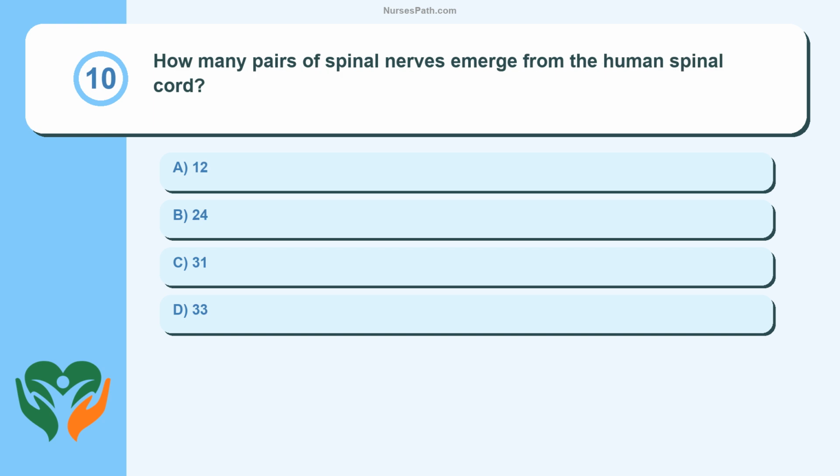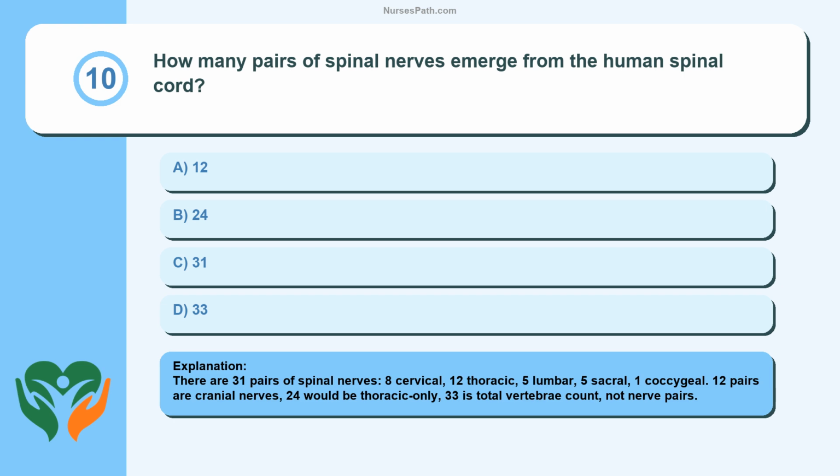Question 10. How many pairs of spinal nerves emerge from the human spinal cord? 12, 24, 31, 33. There are 31 pairs of spinal nerves: 8 cervical, 12 thoracic, 5 lumbar, 5 sacral, and 1 coccygeal. 12 pairs are cranial nerves, 24 would be thoracic only, and 33 is the total vertebrae count, not nerve pairs.